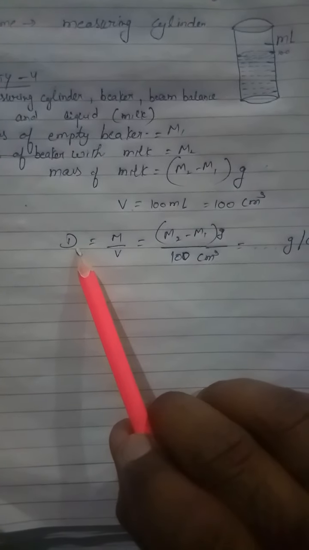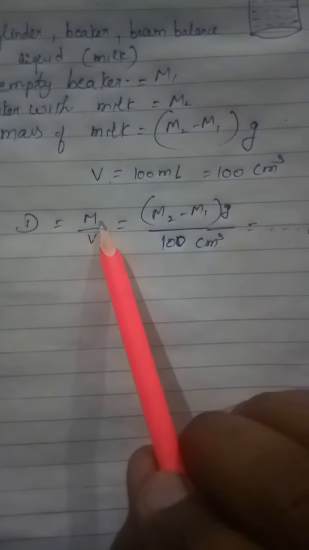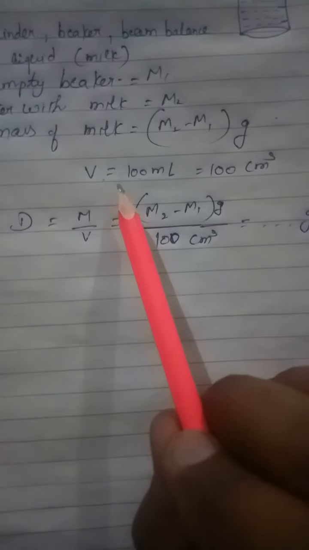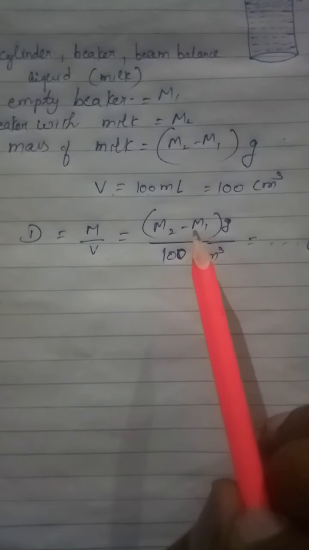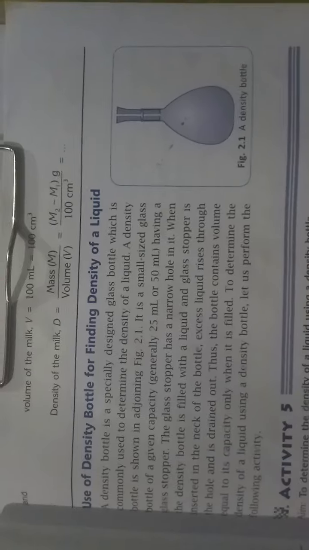As we know, the formula of density is mass per unit volume. The value of the mass is m2 minus m1, and the quantity of milk we have taken by volume is 100 centimeter cube. Put these values in, and you will get your answer. So this is the simple technique to find the density of a liquid.